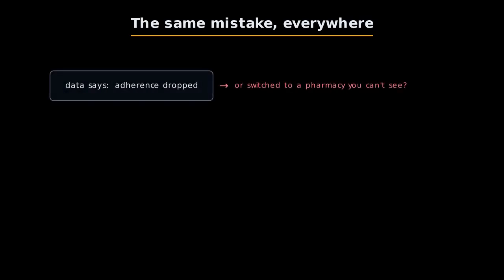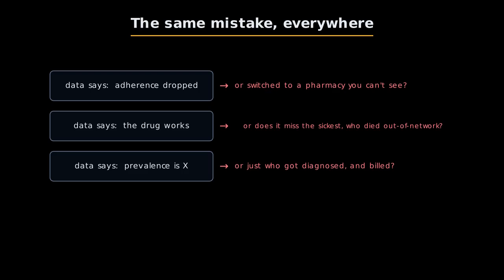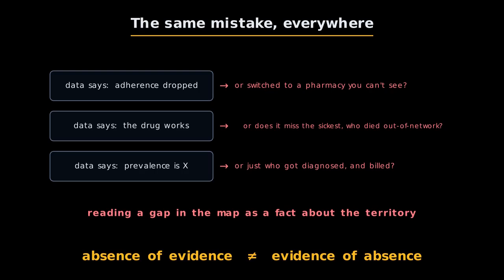Because every serious mistake in this field is really the same one. The data says adherence dropped, or did the patient just switch to a pharmacy you can't see? The data says the drug works, or does your dataset simply miss the sickest patients, the ones who died out of network, invisible to you? The data says the disease has this prevalence, or is that just the count of people who happen to get diagnosed and billed? Every one of these is the same error wearing a different costume. Reading a gap in the map as a fact about the territory. Absence of evidence, quietly promoted to evidence of absence.